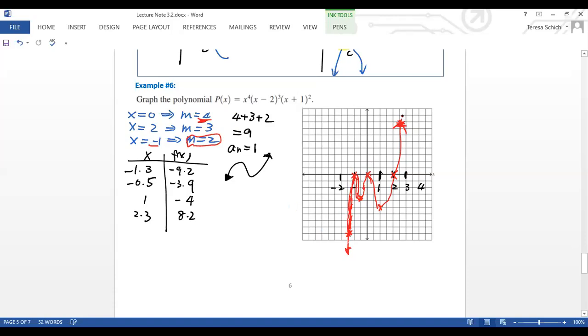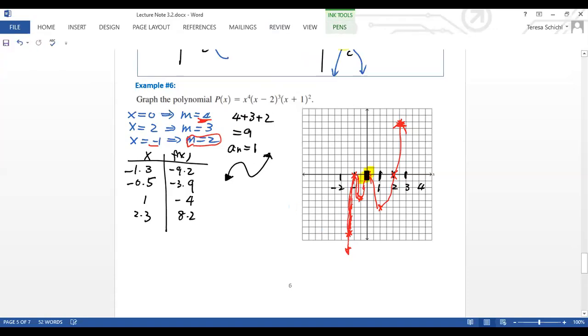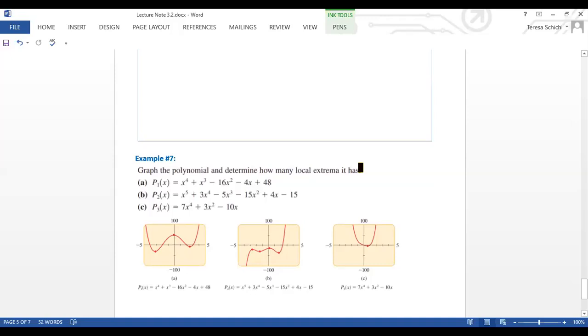Be very careful here. At these two points, x equal to 0 and x equal to -1, both of them have even multiplicity. So that's why the graph cannot go across the x-axis. It needs to touch the x-axis here. Okay, so that's why we said a local.